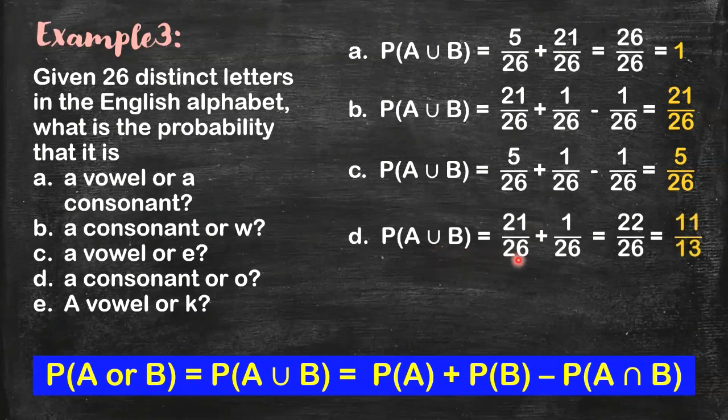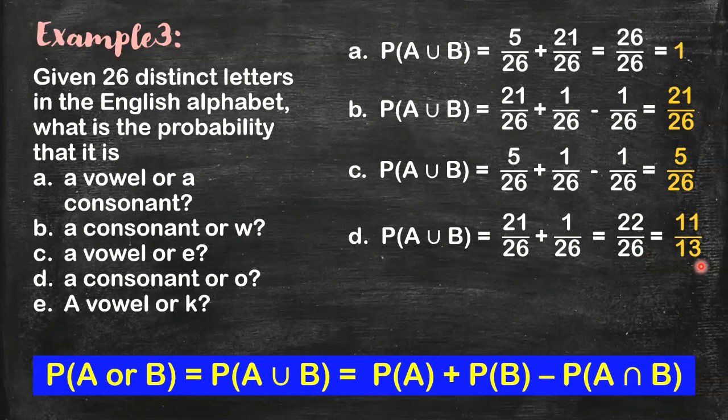Okay, for letter D, we have this. Okay, this is the probability of getting a consonant. This is the probability of getting a letter O. Okay, at alam natin wala silang intersection because O is a vowel. Okay, it is not a consonant. So that's why we simply add their probabilities and you will get 22/26. And oops, this is not yet the final answer. You still have to write it in its lowest term. Okay, so that's why 11/13 is our final answer.